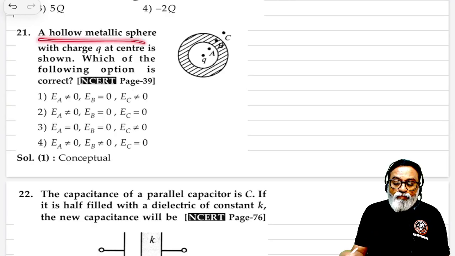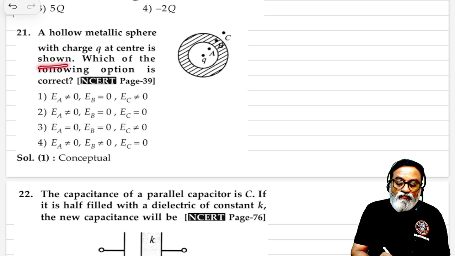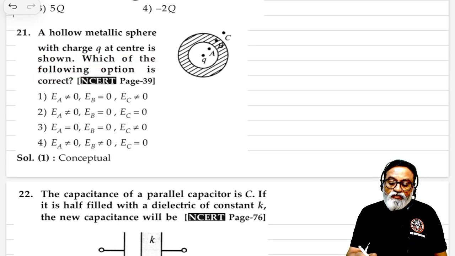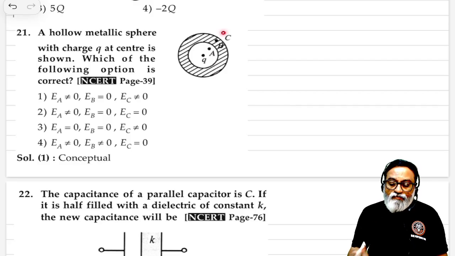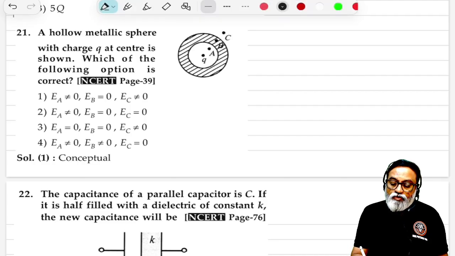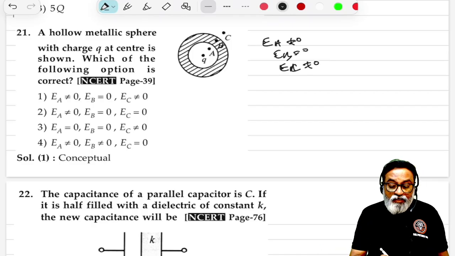Next, a hollow metallic sphere with a charge q at the center is shown. Which of the following options is correct? Here, inside this one, there is a charge, so there is an electric field at A. Therefore, electric field at A does not equal 0. Electric field at C also does not equal 0. But point B is inside the conductor. Therefore, EB is equal to 0. So EA does not equal 0, EB is equal to 0 and EC does not equal 0. Therefore, the first option is correct.